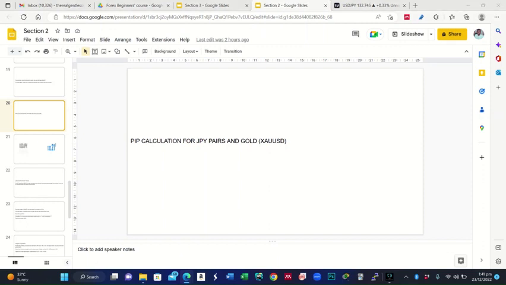Pip calculation for JPY and gold pairs. You'll notice that in the previous section, I said most Forex pairs are calculated from the fourth decimal place, except some pairs like JPY pairs and gold. For example, JPY pairs are calculated from the second decimal place digit, while for gold, it is calculated from the first decimal place digit. So let's see some examples.